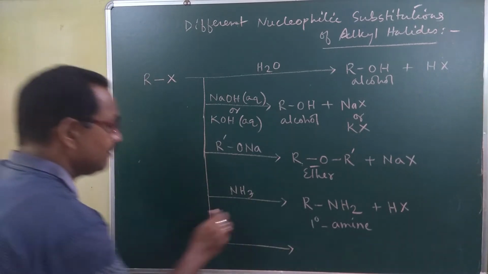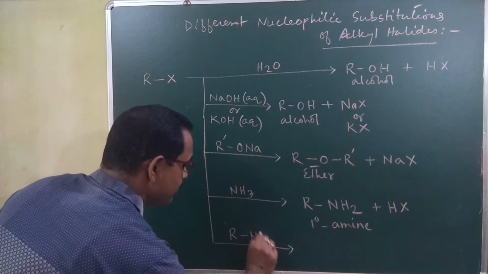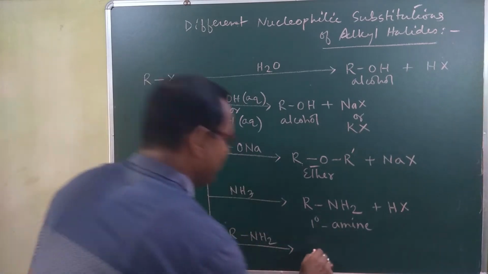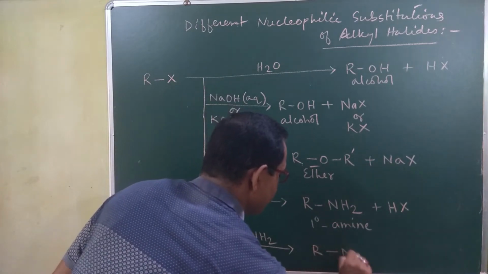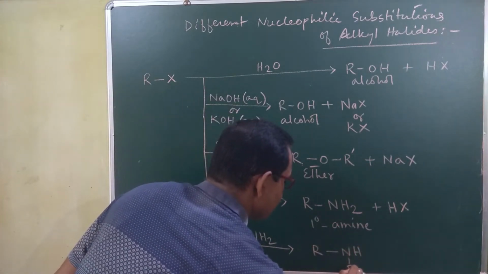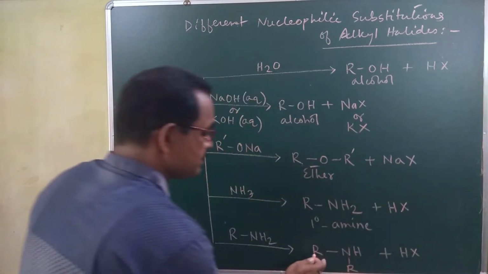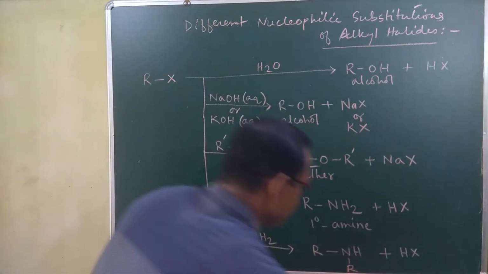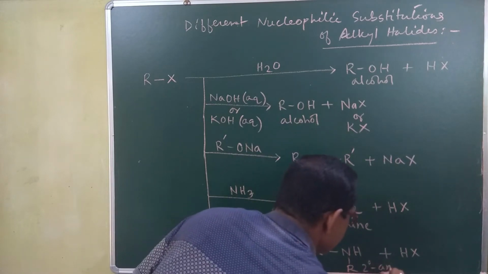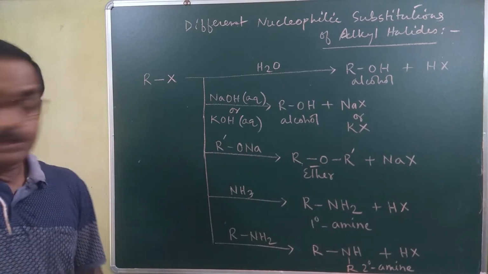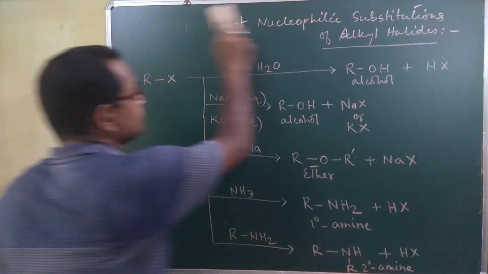In a similar manner, alkyl halide may react with primary amine. In that case we will have secondary amine. This is secondary amine.